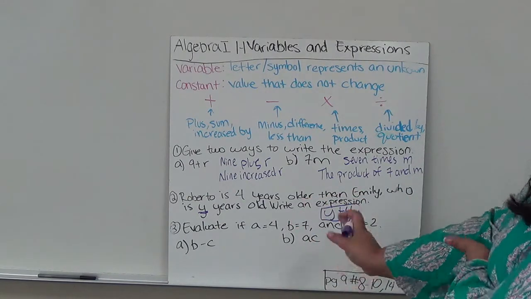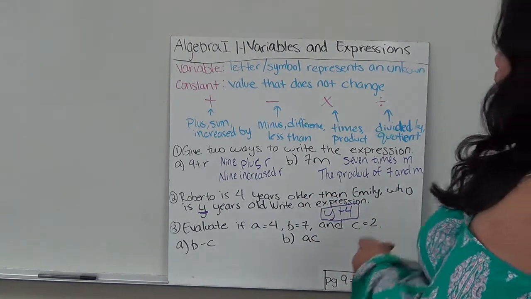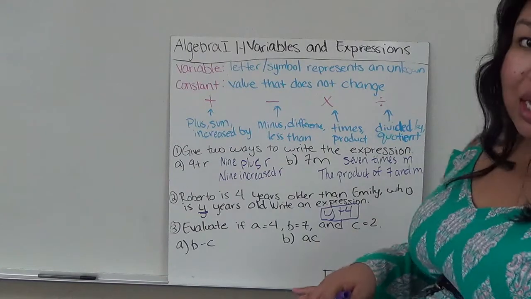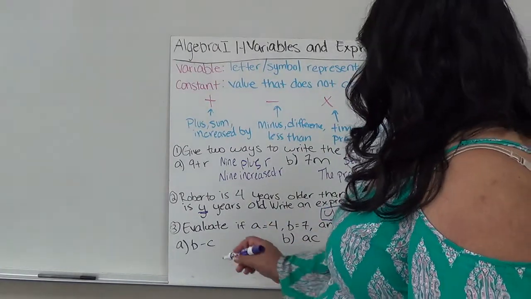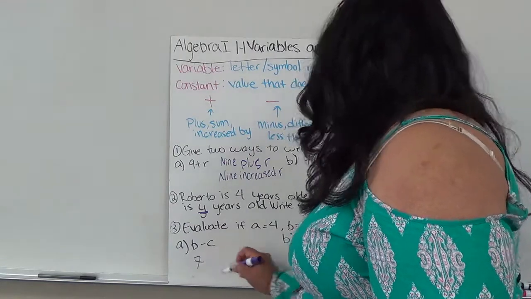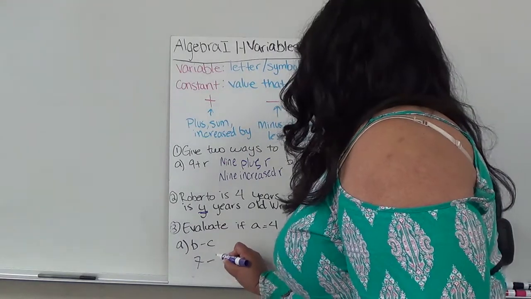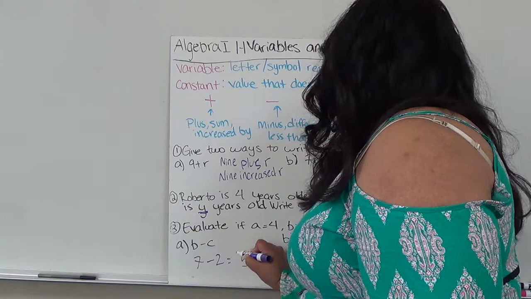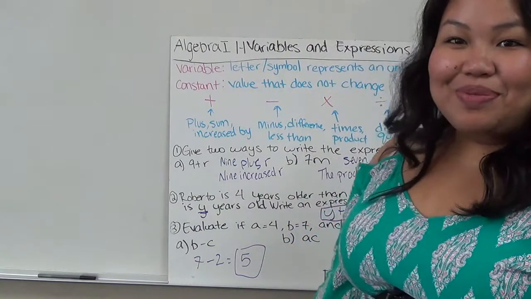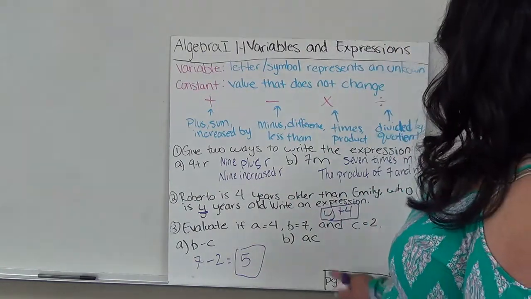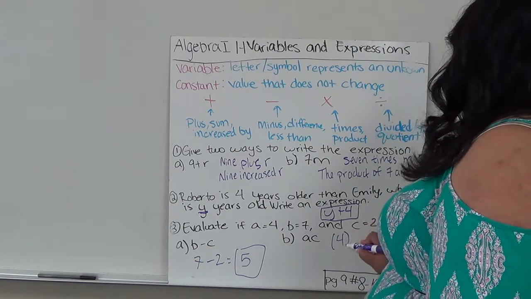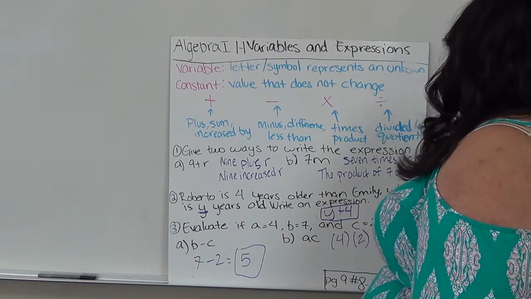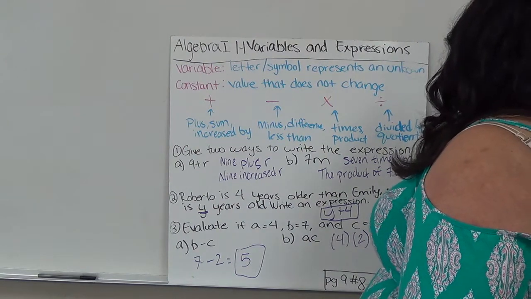Another thing that you're going to look at is like number 3. It's going to give you values, and you're going to plug them in, and you're going to solve. So basically B is represented by 7, and C is represented by 2. So 7 minus 2 is 5. Simple enough? Alright, same thing with here. A is 4. These are being multiplied, and C is 2. So 4 times 2 gives me 8.